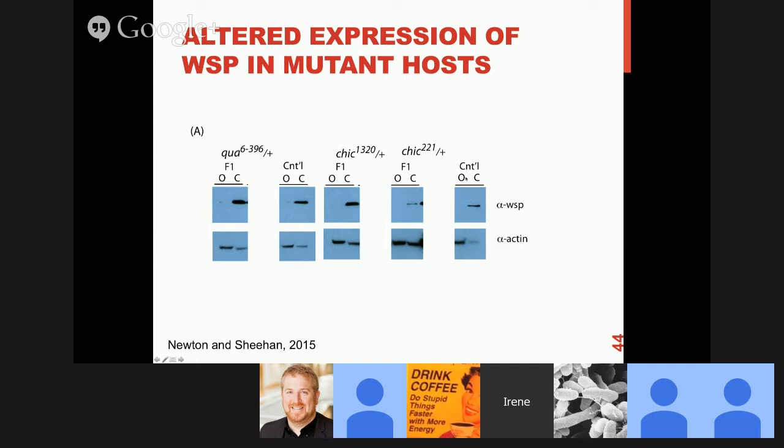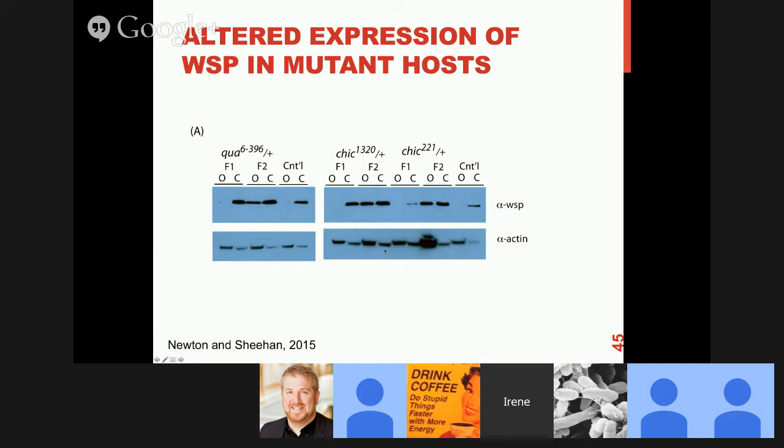So normally in our control flies and in our first generation in these different backgrounds, we see that WSP is actually only present in the carcass. So it seems like Wolbachia are expressing this protein in a tissue-specific way because, as you already know, Wolbachia are densely colonizing the ovary, but they're not expressing WSP in that same tissue to the same extent that they're expressing it in the carcass.